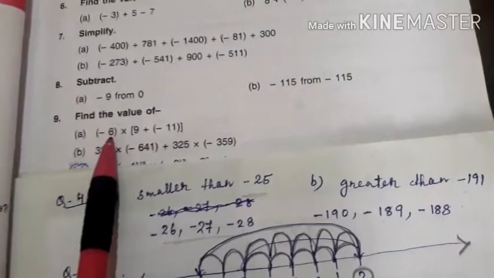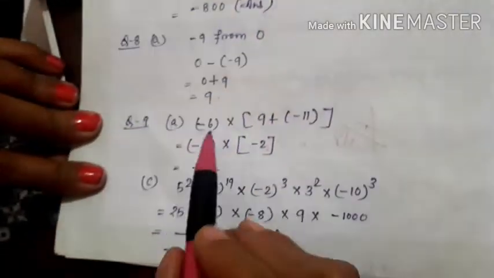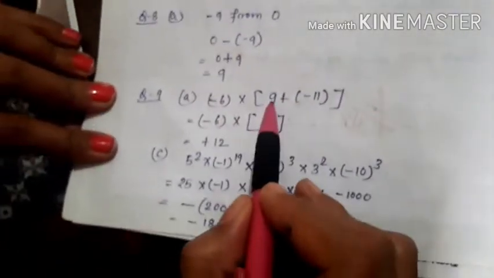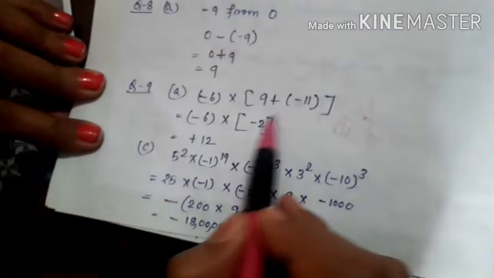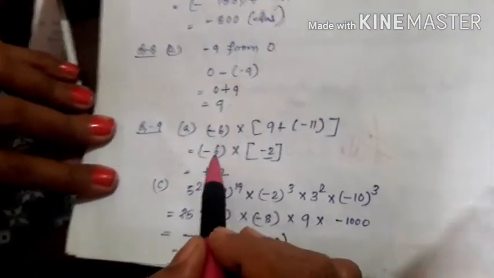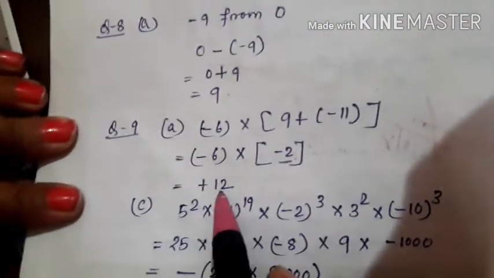Then question number 9. Find the value of minus 6 into 9 plus minus 11, which is the distributive property of multiplication. Minus 6 into 9 plus minus 11 is equal to minus 2. Minus 6 into minus 2 is equal to plus 12.